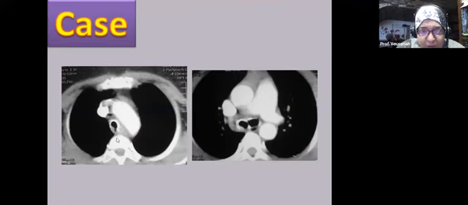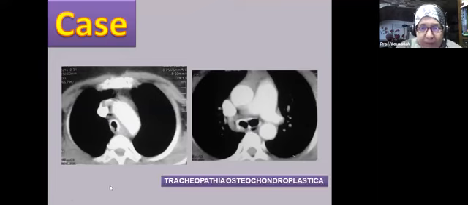We have here, what do we see? We see narrowing of the trachea, irregular narrowing, irregular caliber, and there is thickening, there is calcification, there is thickening of the wall, and there is nodularity, and there is affection of the trachea and the main bronchi. What is this? Again, it is not a common lesion, but this is tracheopathia osteochondroplastica, where there is thickening and calcification, ossification actually, of the cartilage.